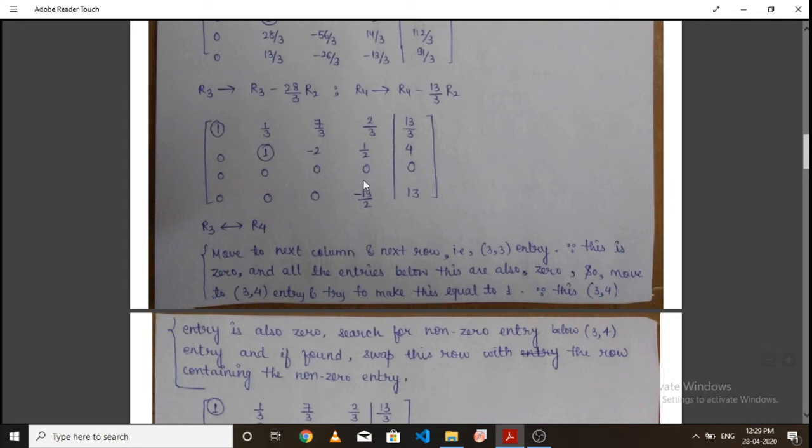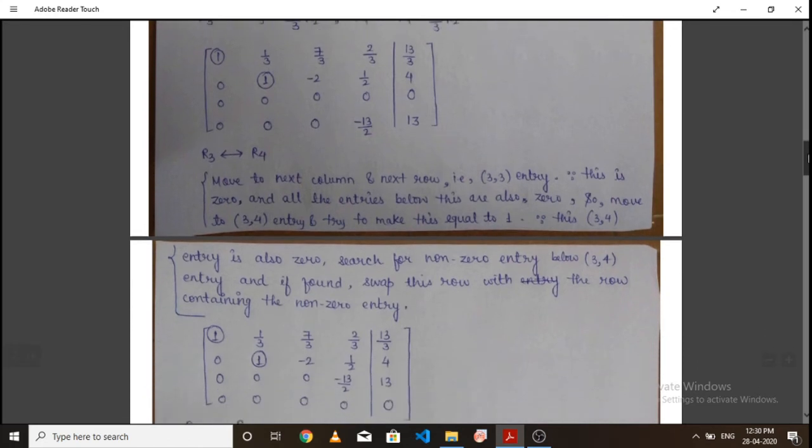And try to make it equal to 1. But again here we have 0. So we will search for a non-zero entry below this number. And in this case, we finally got a non-zero entry, that is -13/2. Whenever you find a non-zero entry, you swap the row containing the non-zero entry with this row. So for this, you will use the row operation R3 swapping with R4. After doing this, the matrix gets transformed in this manner.